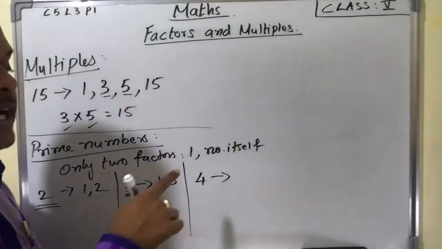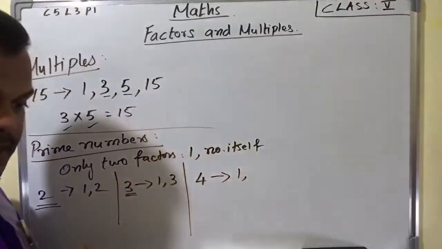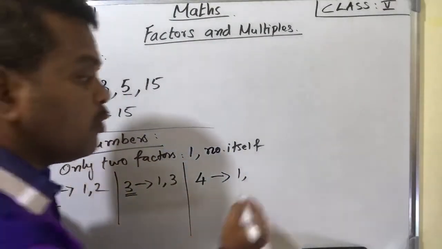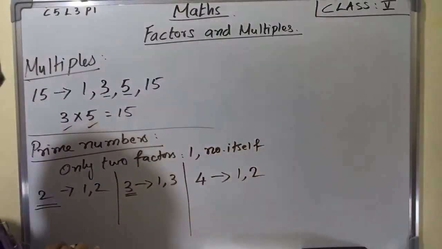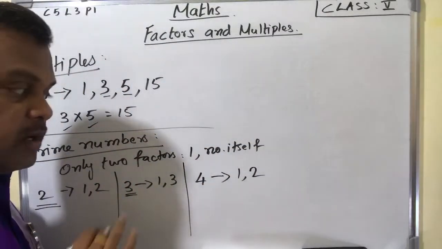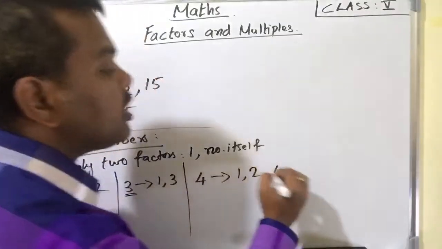4. What are the factors of 4? 1 is a factor of 4. 2 is also a factor of 4. Yes, 2 will divide 4. Okay, 2 twos are 4. And 4 also will divide 4.